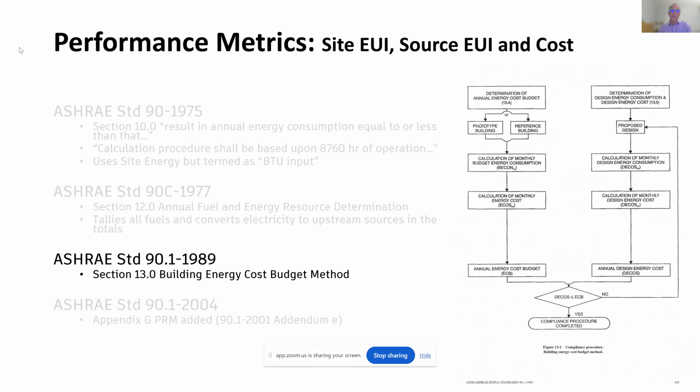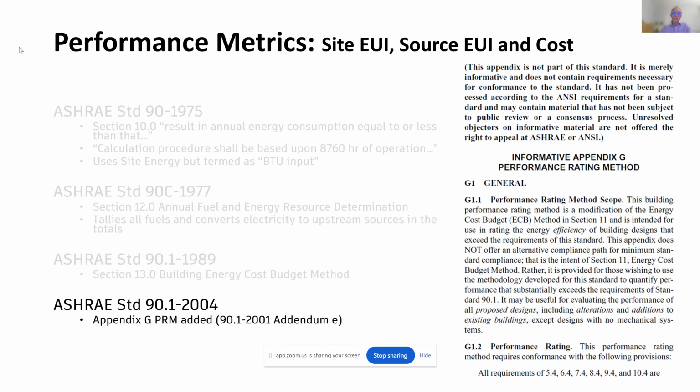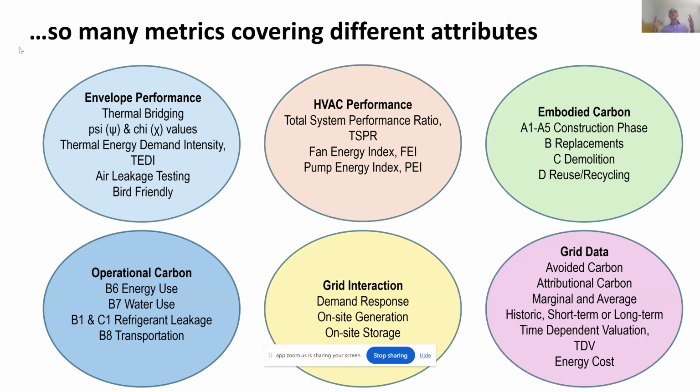1989, then we get our first view of the energy cost budget method that we all know and love. And then in 2004, we got our first performance rating method, PRM, that most LEED projects have used, since most are avoiding the PCI methodology of 2016 onward. And now, jumping to today, we have a myriad of metrics. We have metrics that just talk about the envelope. We have metrics that just focus on the efficiency of the HVAC system. And then we have all these other buckets that both Jared and Jack mentioned about upstream carbon from the materials and the grid side.